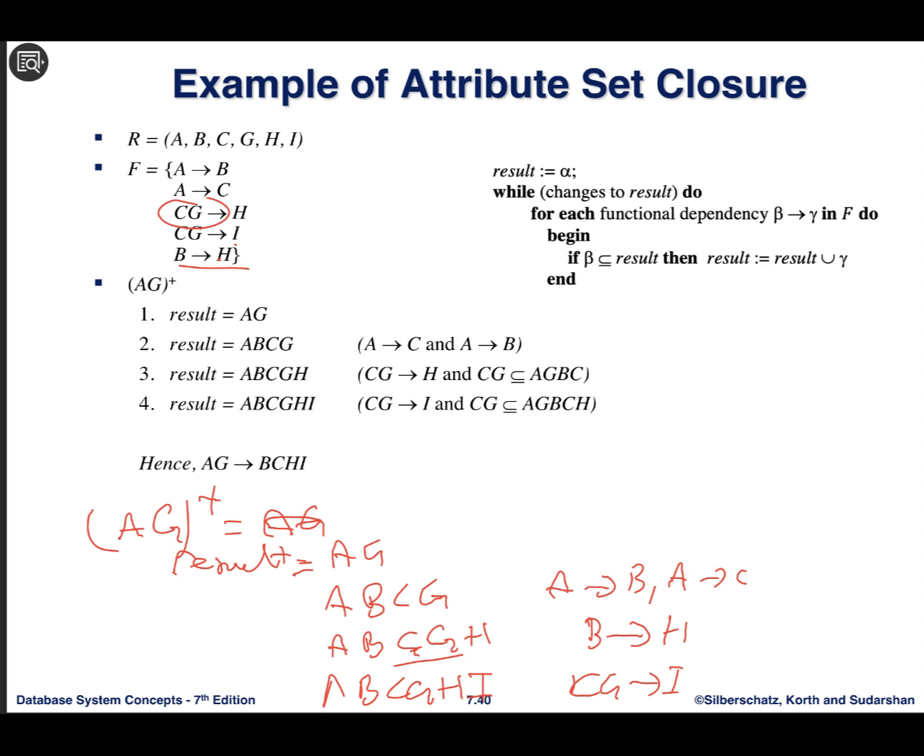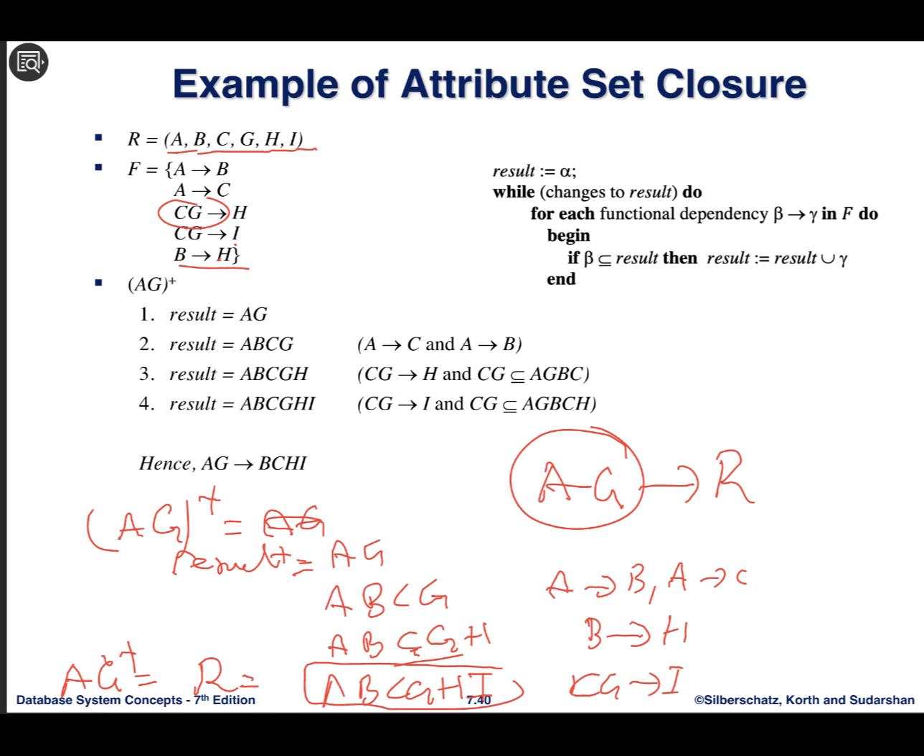Then what do you notice here? You start from the AG, and this one contains all the attributes that the relation has: A, B, C, G, H. So AG is a key in the relation R. So it's going to be a super key. Make sense?